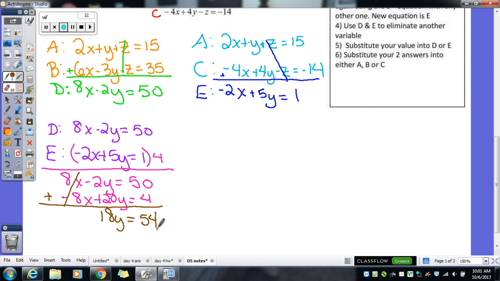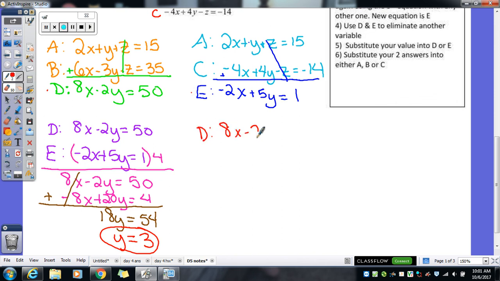And that equals 54. So then divide by 18, what do we get for our y value? Y equals 3. So we've got one of them already. So now we're going to take that y equals 3 and plug it into either equation D or equation E, because those are the ones that only have 2 letters. So let's see here. I'll use D.